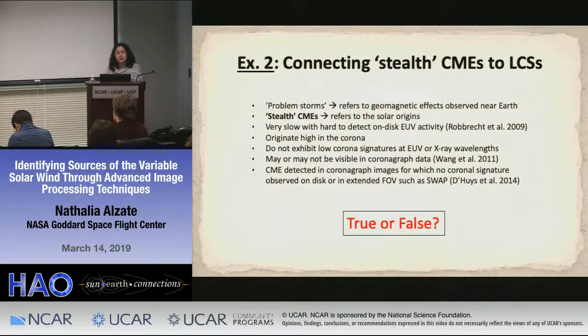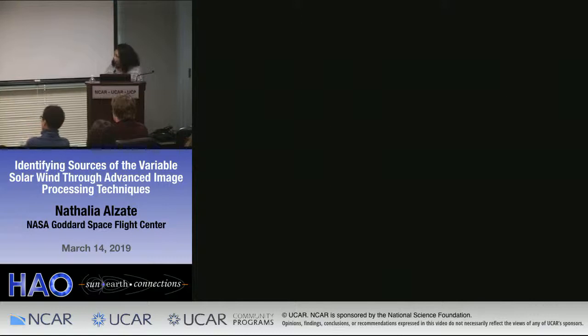So there have been a few definitions, but the term stealth CME was first coined by Robbrecht et al. in 2009. Did I just hit something?